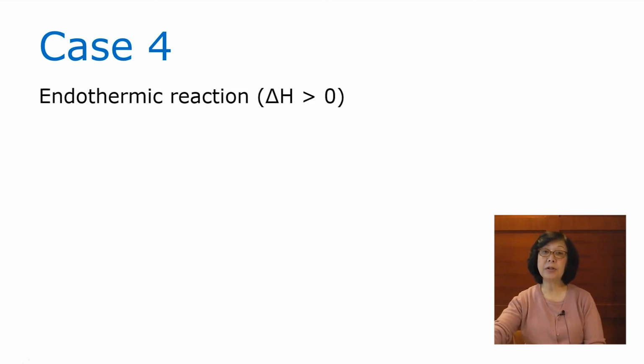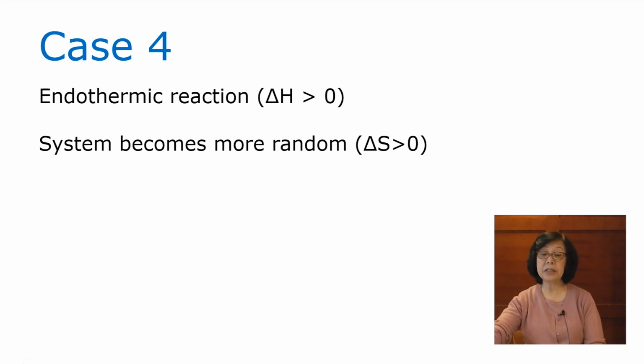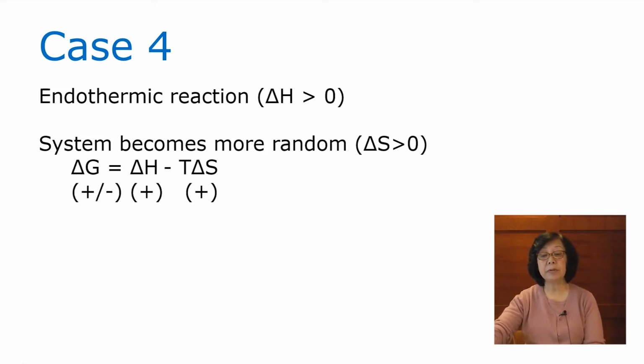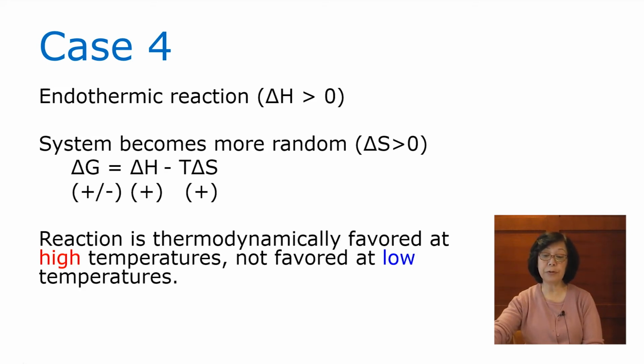Case number 4, the last case. In an endothermic reaction where delta H is positive and the system becomes more random, so delta S is also positive, when we plug these signs into the Gibbs free energy equation, the delta G can be positive or negative. That depends on temperature. If the temperature is high, the negative T delta S will be quite negative and the delta G will end up negative.